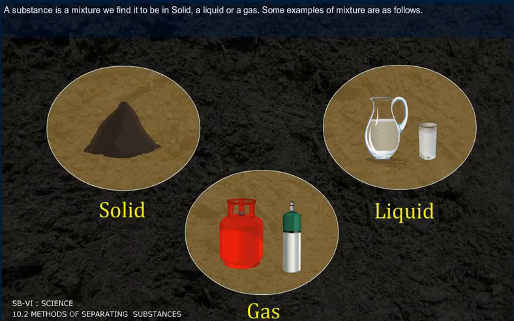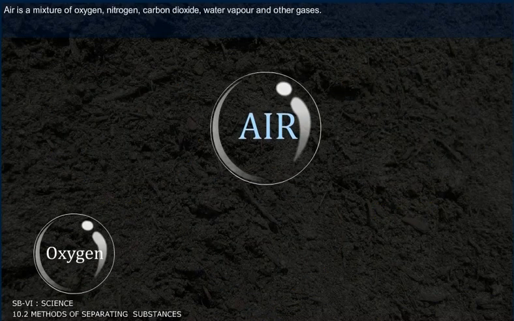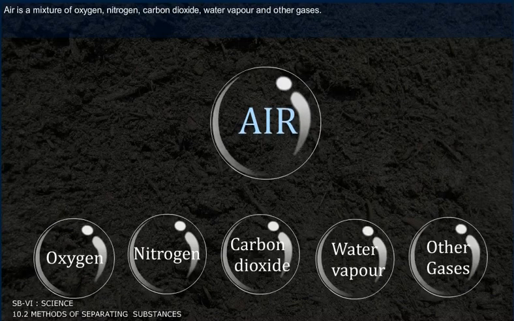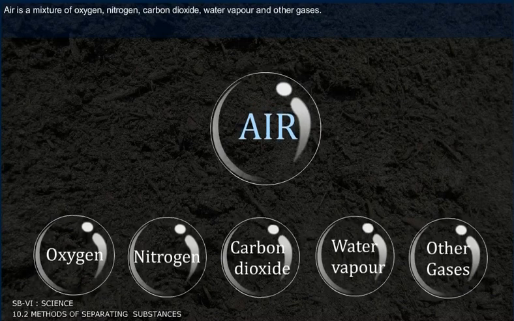A substance is a mixture. We find it to be in solid, a liquid, or a gas. Some examples of mixture are as follows. Air is a mixture of oxygen, nitrogen, carbon dioxide, water vapor, and other gases.